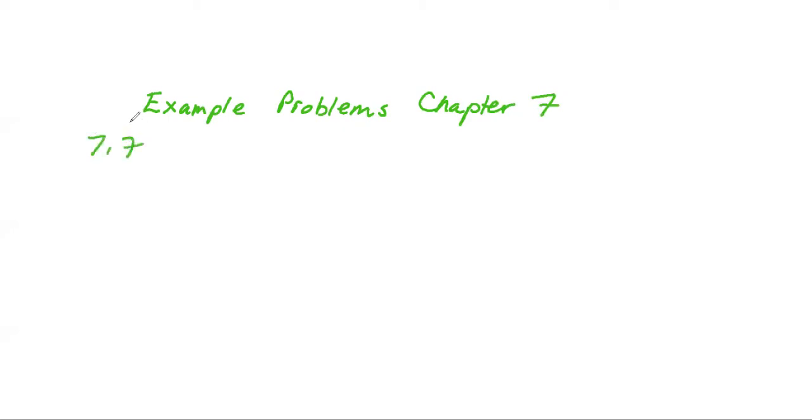Hi, everybody. This is example problems. Chapter 7. And we're starting with 7-7. 7-7 is motion with elastic potential energy.